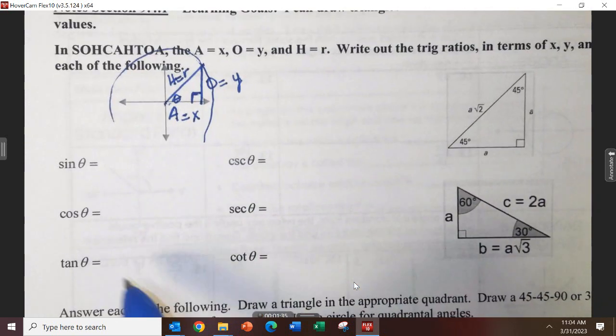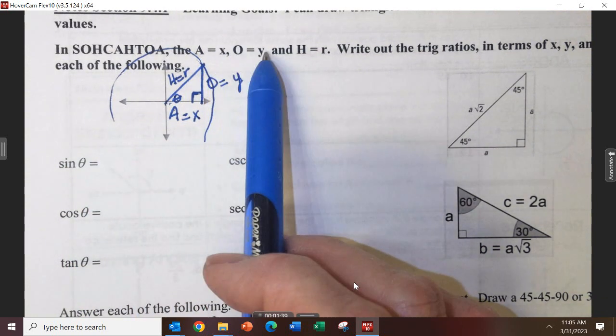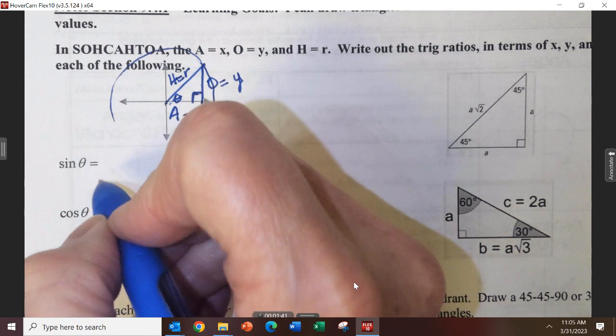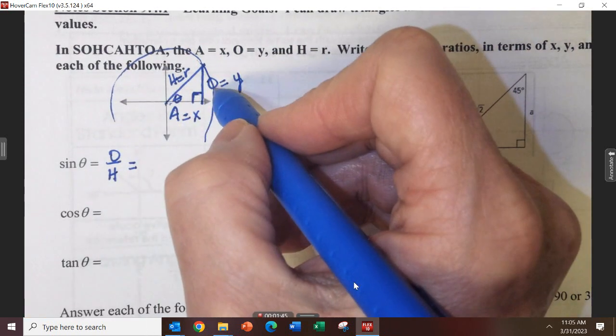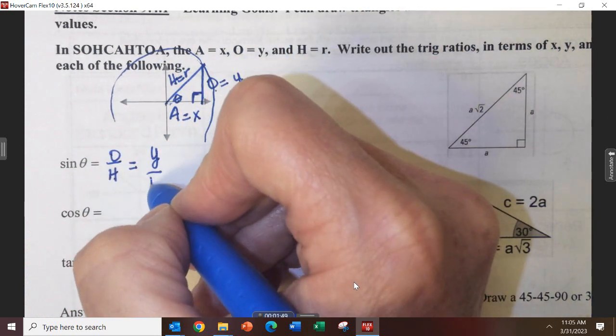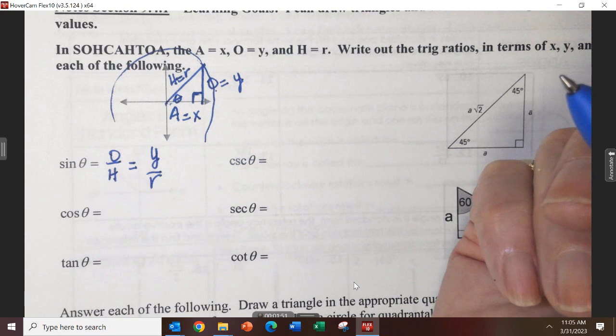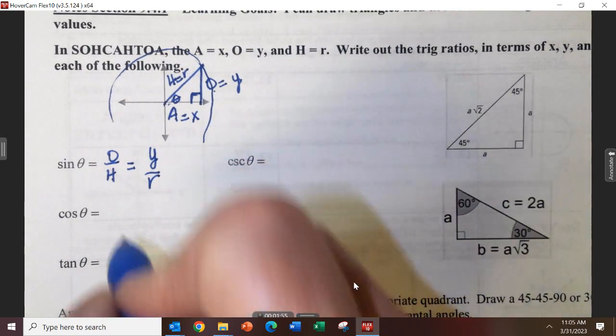Now, I want us to write out the sine, cosine, tangent, all this stuff in terms of x, y, and r. So sine is normally opposite over hypotenuse, but now it's going to be opposite, which is y, over hypotenuse, which is r. So go ahead and write these out yourself. If you're not sure what to do, you can look up here.